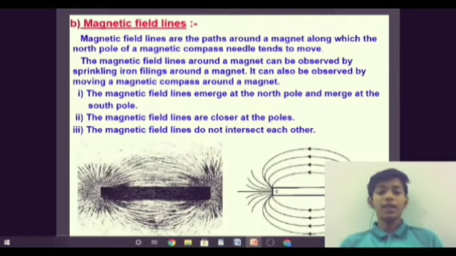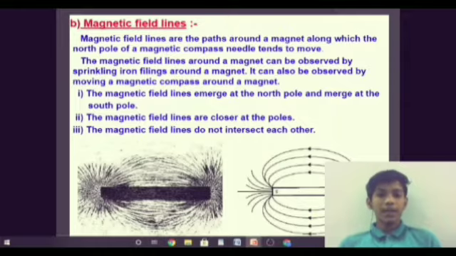Magnetic field lines around a magnet can be observed by sprinkling iron filings around a magnet. It can also be observed by moving a magnetic compass around a magnet. So we have two examples here, that is of iron filings and compass. So we can judge magnetic field lines by these two. More, we are having the properties of a magnet.